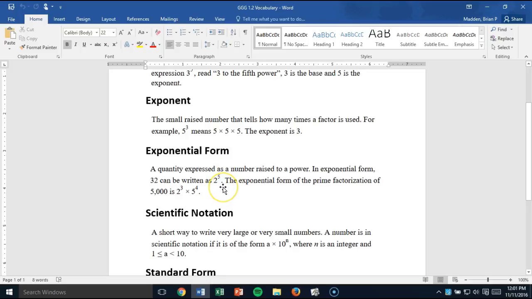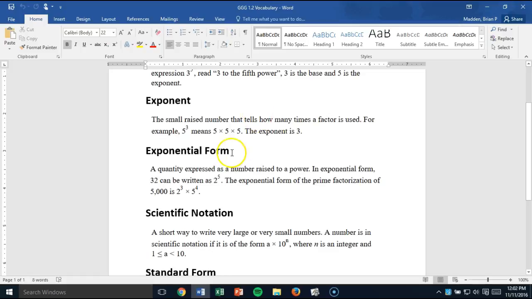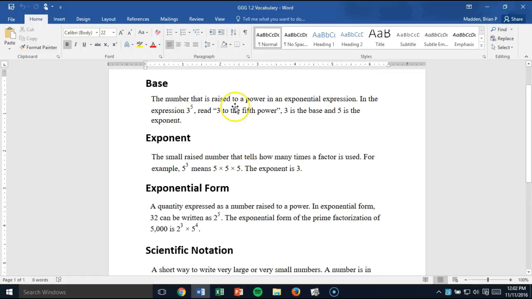If you need to pause the video, you can write down the vocabulary so you understand it. So in exponential form, such as 2 to the 5th, we can write 2 times 2 times 2 times 2 times 2 as 2 to the 5th, which is 2 to the 5th power. In the expression 2 to the 5th, 5 is the exponent and 2 is the base. Going back to our vocabulary, base is the number that is raised to a power in an exponential expression. In the expression 3 to the 5th, read 3 to the 5th power, 3 is the base and 5 is the exponent.